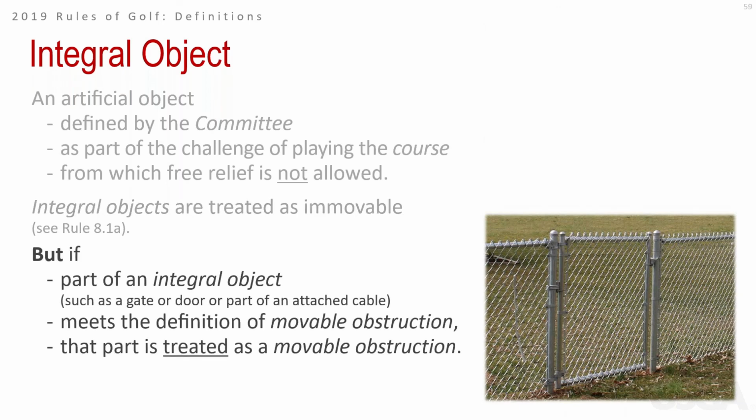However, if part of the integral object meets the definition of a movable obstruction, that part is treated as a movable obstruction. So our first really kind of difficult concept there, we talked about this briefly yesterday as someone asked a question, but part of this integral object, given by the example here, is this fence, and the gate there is meeting the definition of a movable obstruction. If the committee hasn't made that part of the integral object, then that part is treated as a movable obstruction.